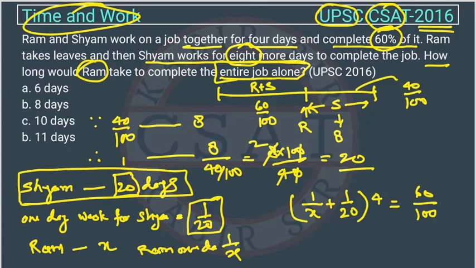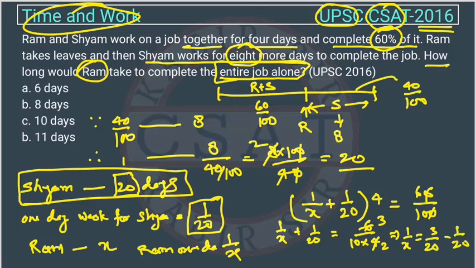So I will take 4 with 100, right? So it will become 1 upon x plus 1 upon 20. This 0 will cancel this 0, right? So this will become 6 upon 10 into 4, right? So I can cancel it with 3, right? 2 3s are 6, 2 2s are 4. Now 1 by 20 will go this side. So it will be 1 upon x is equal to 3 by 20 minus 1 upon 20.